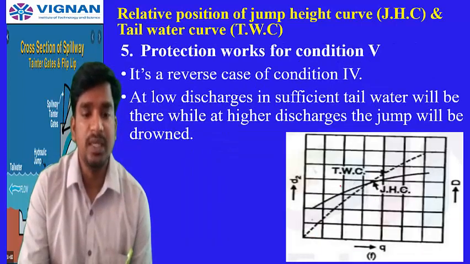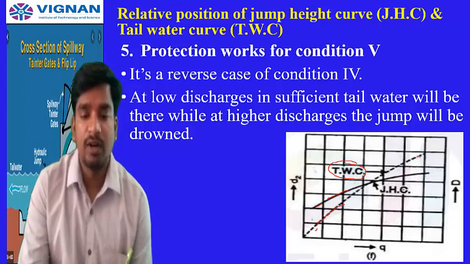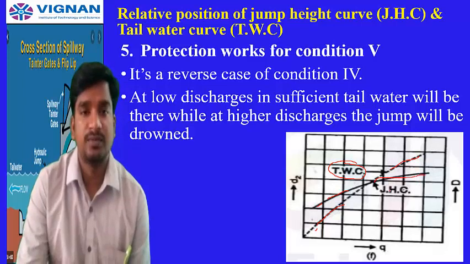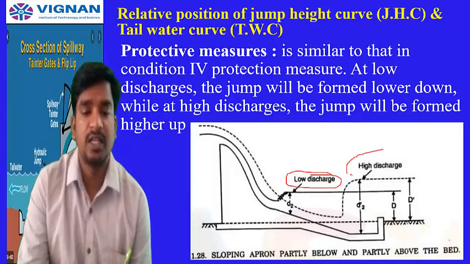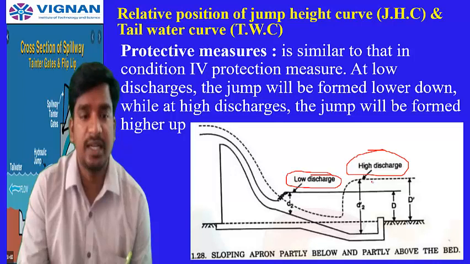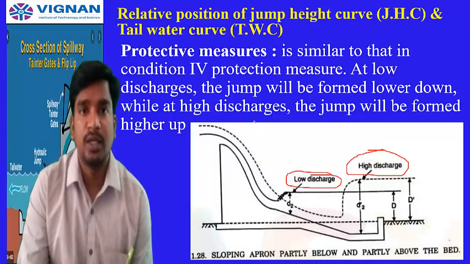In the next case, it is the reverse case. Here the tailwater curve is sometimes greater than the jump height curve, at lower discharges and at higher discharges. Whatever condition we are discussing here is suitable in the reverse condition as well. At low discharges and high discharges, it is the same: it is constructed partly above and below the bed. This is how you can protect the downstream stilling basin.